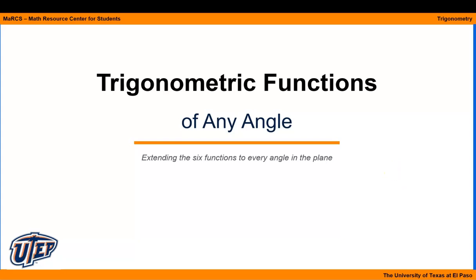Hello, in our previous lesson, we defined trigonometric functions using right triangles, which limited us to working with acute angles between 0 and 90 degrees. In this lesson, we're going to extend those ideas so that trigonometric functions apply to any angle, including angles larger than 360 degrees, and even negative angles. This is an important step because it allows us to use trigonometry to describe full rotations and real-world motion. Let's get started.